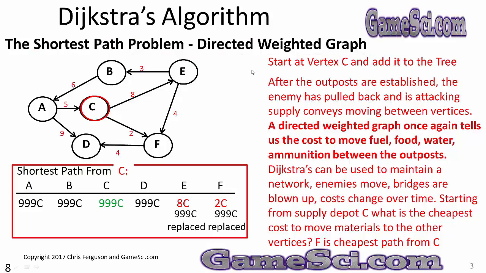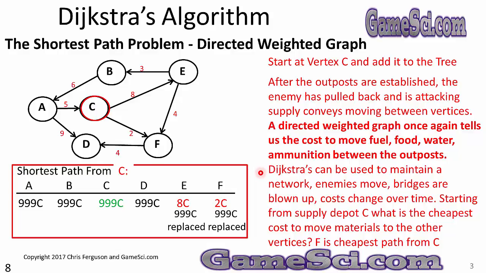Let's do this whole thing over again, but this time start at vertex C and add it to the tree first. After the outposts are established, the enemy has pulled back and is attacking supply convoys moving between vertices. A directed weighted graph once again tells us the cost to move fuel, food, water, and ammunition between the outposts.